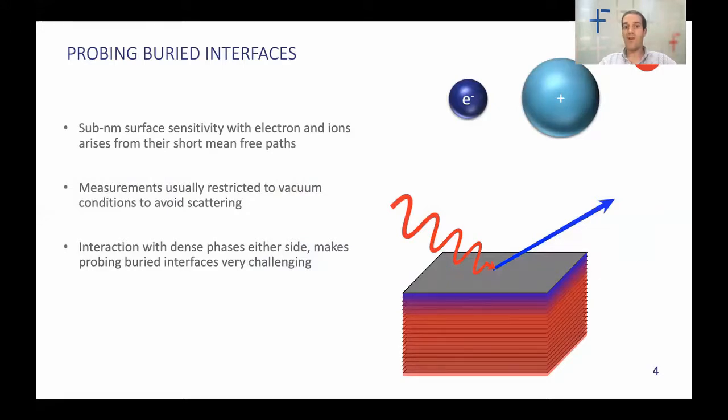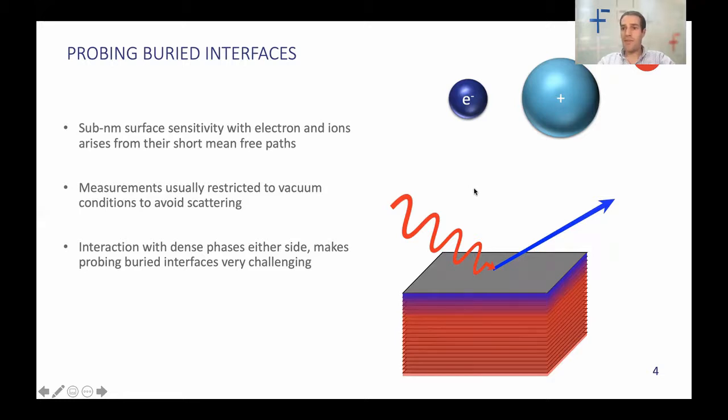Well, both electrons and ions give very good sub-nanometer surface sensitivity thanks to their short mean-free paths, and are used in techniques such as X-ray photoelectron spectroscopy and secondary ion mass spectrometry. But in both cases, measurements are usually restricted to vacuum. So if we think about our X-ray and XPS, this comes into the surface and probes deep into the bulk of the material, but we're only getting the surface sensitivity from the first few nanometers of this material because that's where the photoelectrons are able to escape.